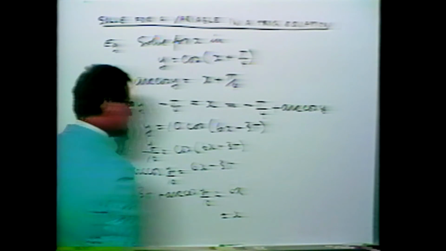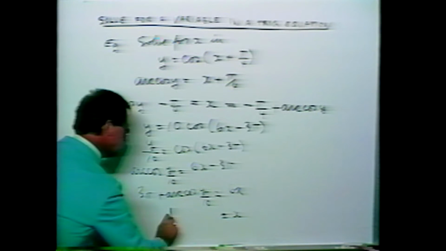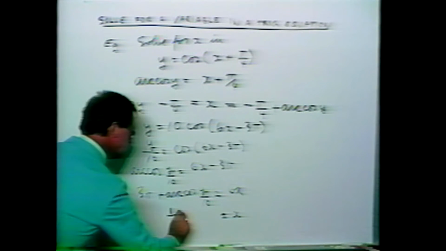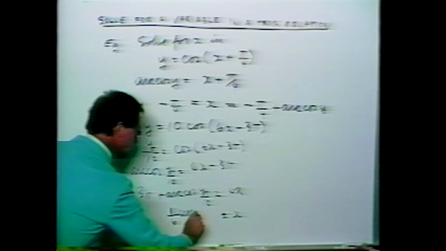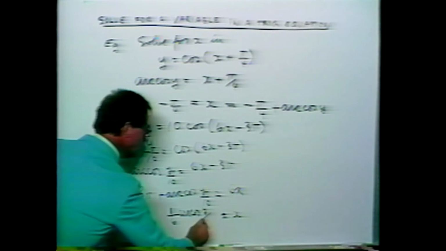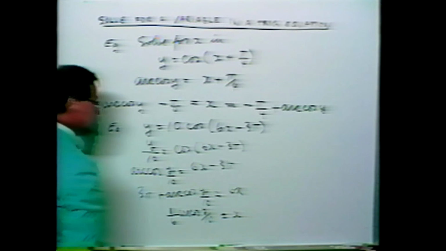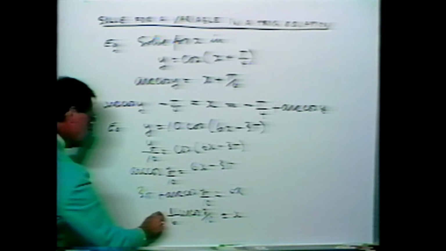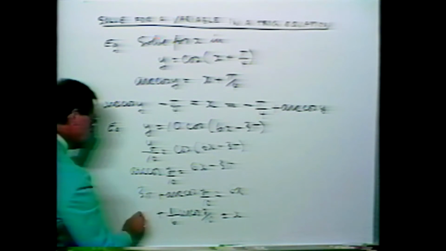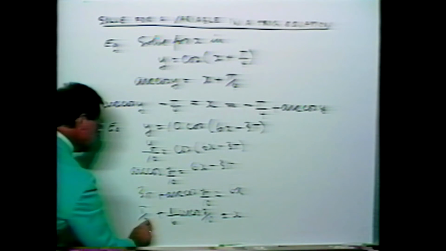Finally, divide by 6, x by itself there. This amount becomes 1/6 of arc cos y over 10. Don't put y over 60 there. That would be wrong. And dividing by 6 here leaves pi over 2.